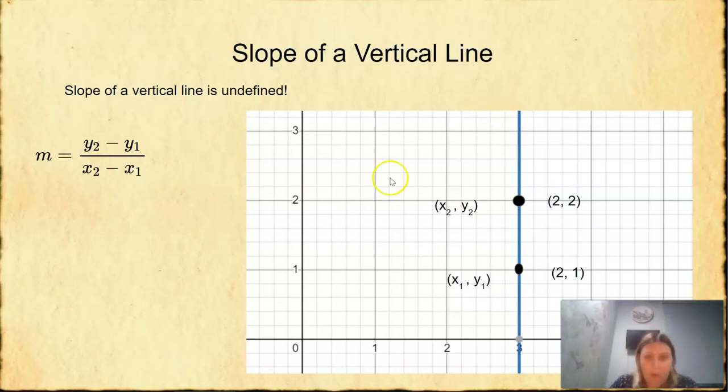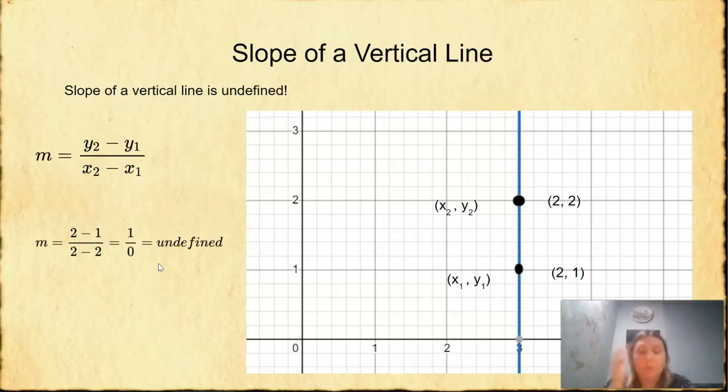So on the top I have 2 minus 1, right? 2 minus 1. And on the bottom I have 2 minus 2. Well, 2 minus 2 is 0. So 1 divided by 0 is undefined. Now, why is it undefined? Because you can't divide by 0.